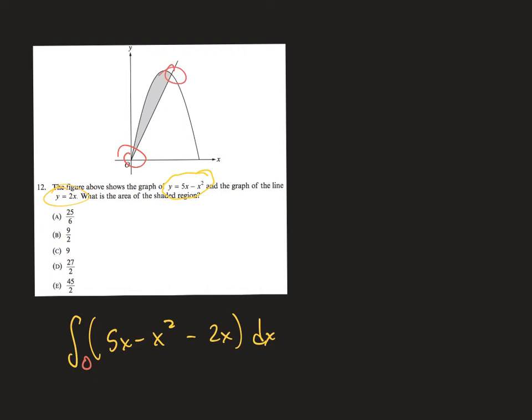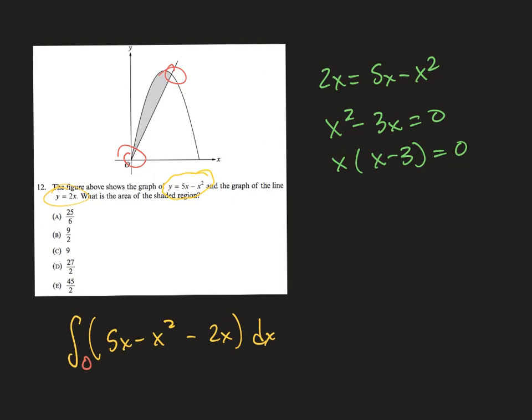Well, the fastest way to get that is to just set these two things equal to each other. So 2x equals 5x minus x squared. And this turns into x squared minus 3x equals 0. And so you can see the two places they cross are 0 and 3. So this number's got to be 3 right here. And then I'm going to quickly simplify this a little bit. This is the definite integral from 0 to 3 of 3x minus x squared dx.